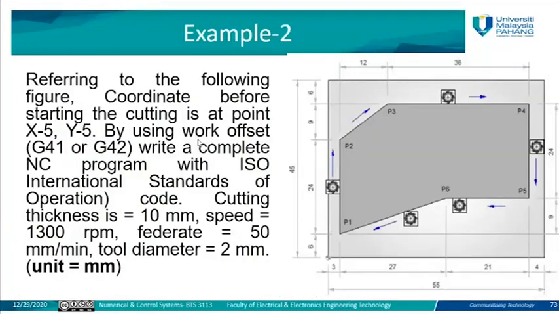For example, example 2 here, referring to the following figure, the coordinates before starting cutting are at the point x -5, y -5. So this is the reference or the initial position for the cutting here. Then the first part will go to P1, P2, P3, P4, P5, P6, and then return to P1.